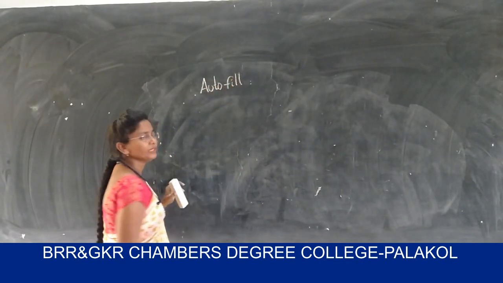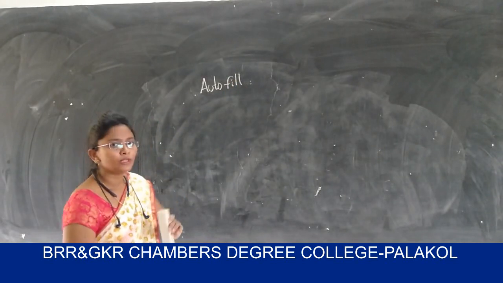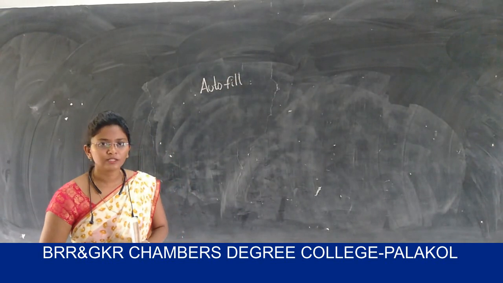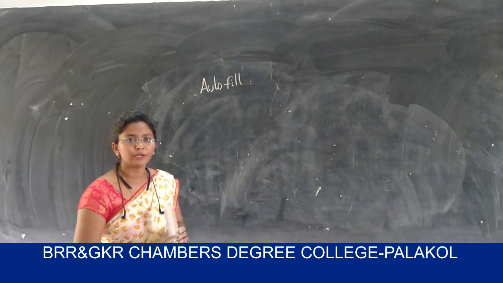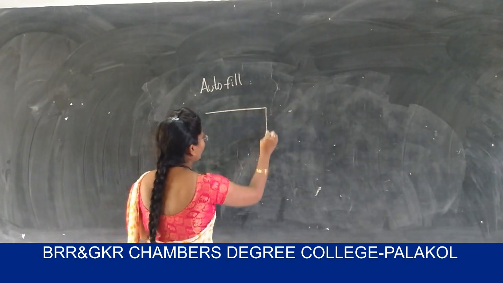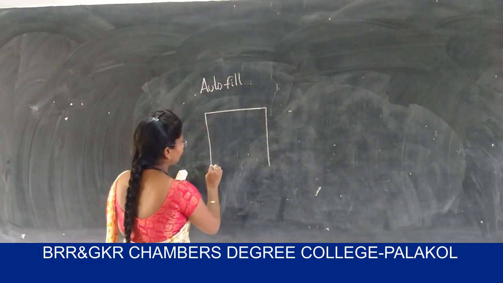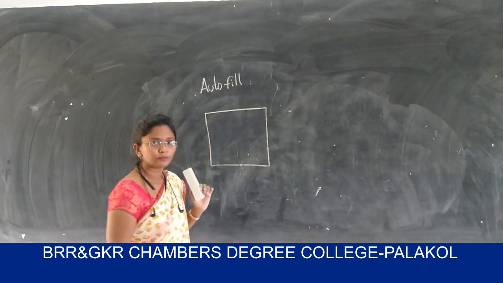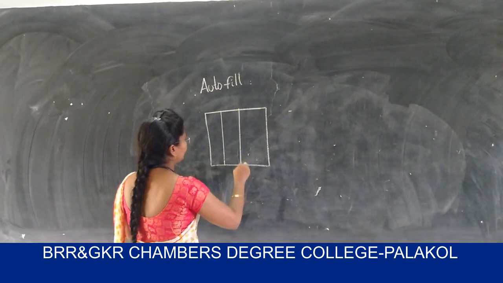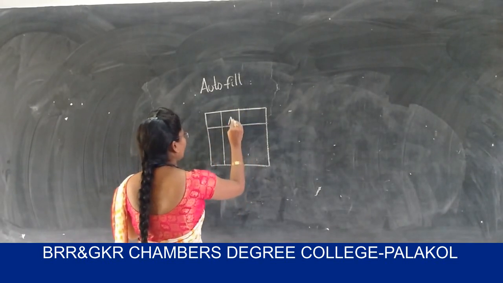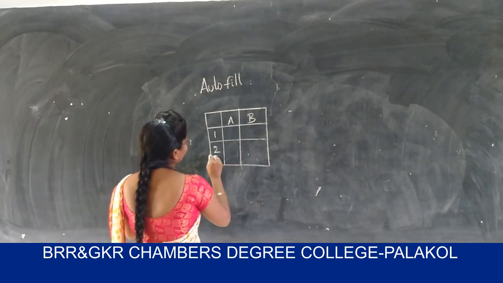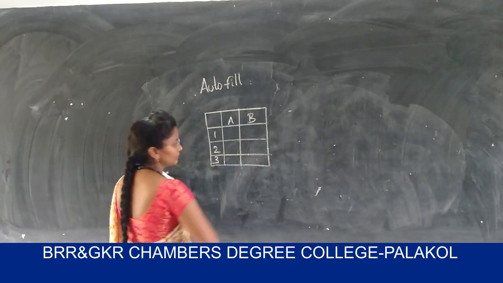And the next one is autofill. There are two types. First one is autofill and second one is custom fill. These two topics are very important in the Excel sheet. Here I am taking the data in the Excel sheet. That means A column, B column, row 1, row 2 and row 3.